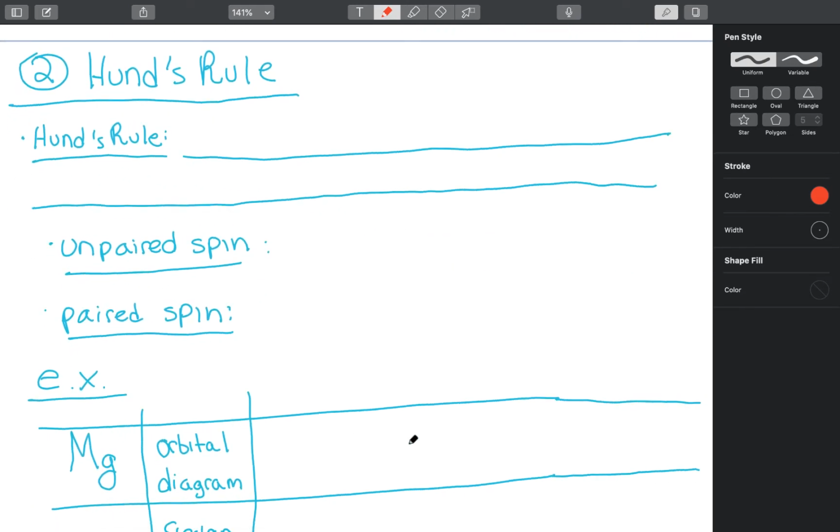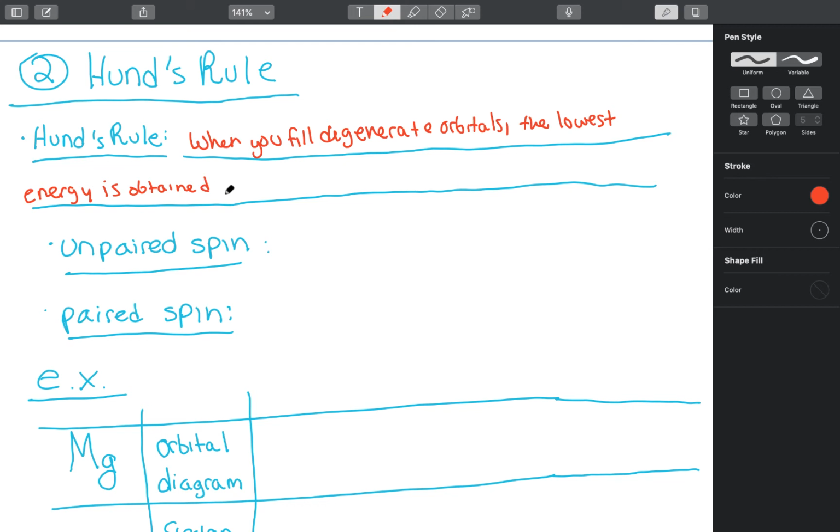So the next rule that we need to know is Hund's rule. And Hund's rule states that when you fill degenerate orbitals, the lowest energy is obtained when the electrons with unpaired spins are maximized, so I'm just going to say maxed, in number.